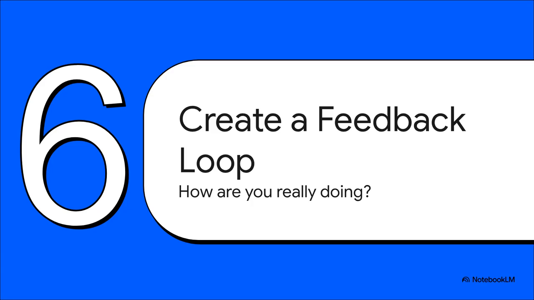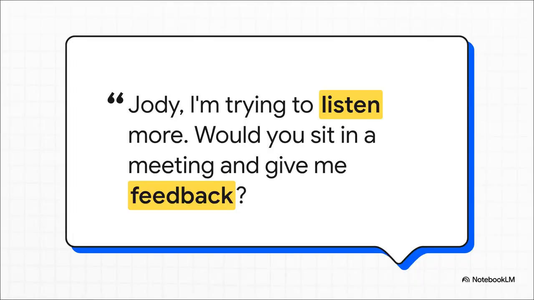And finally, we've arrived at step 6, create a feedback loop. This part is so critical. Without honest feedback, you have no idea if what you're practicing is actually working. You might feel like you're getting better at listening, but you need someone else's perspective to know for sure. So how do you get that valuable perspective? Simple. You ask for it.